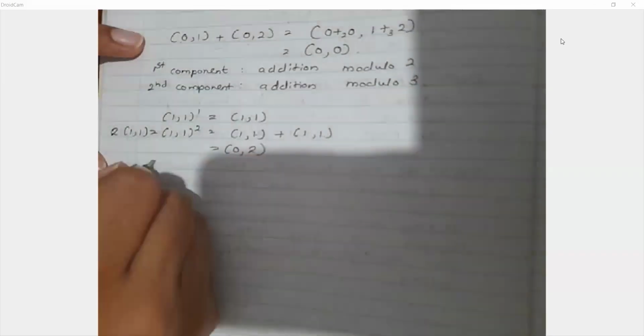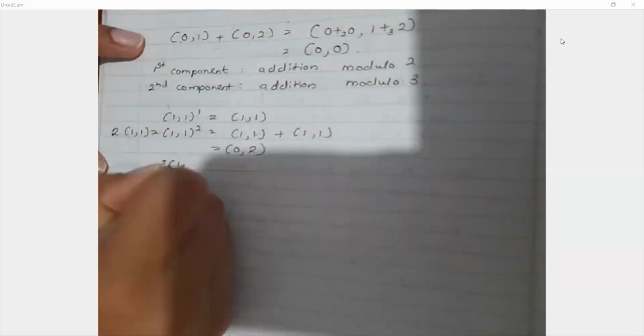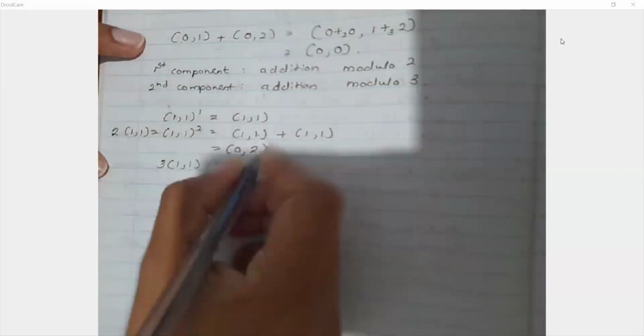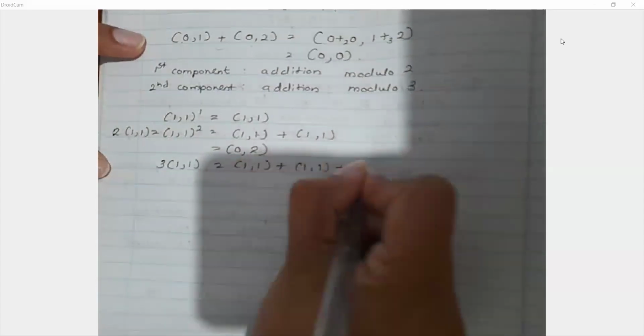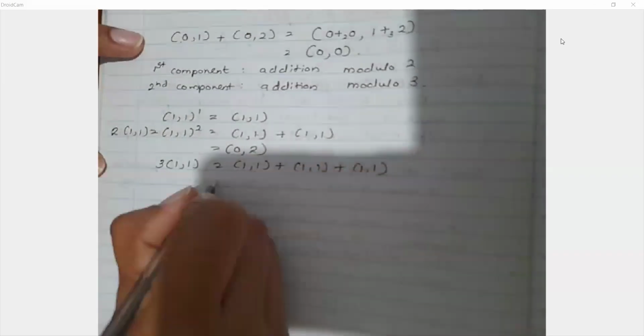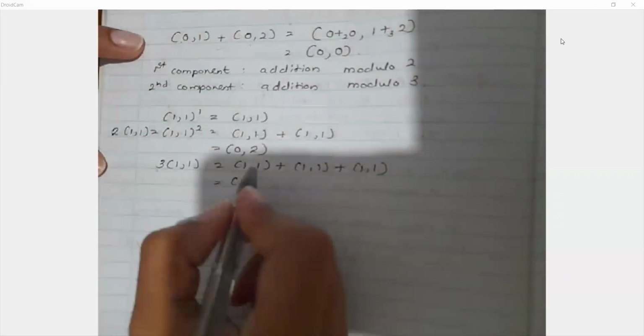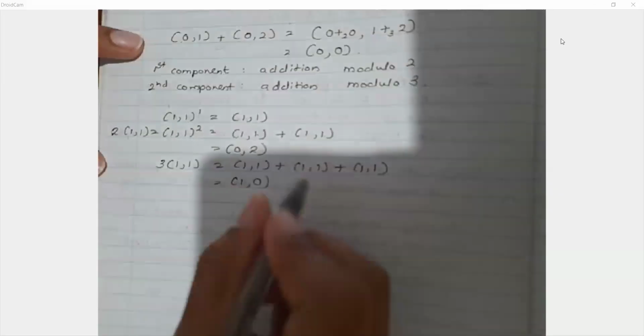Then we go with 1, 1 to the power of 3. In other words, 3 times the element. You have 1, 1, 1, 1. You add the same element 3 times. So 1 plus 1 plus 1 modulo 2, you have a 1. Then the last element, 1 plus 1 plus 1 is 3. Divide by 3, you take the remainder, which is 0.